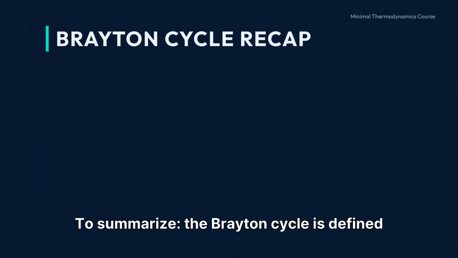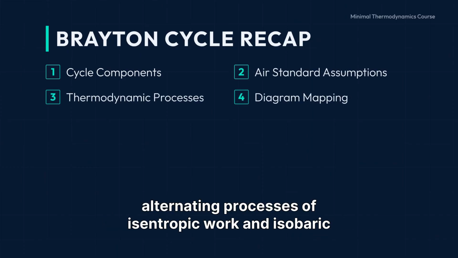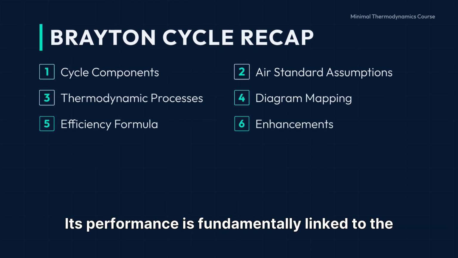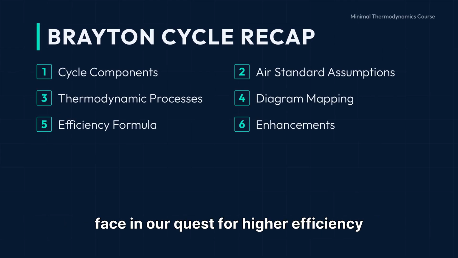To summarize, the Brayton cycle is defined by its 4 core components and its alternating processes of isentropic work and isobaric heat transfer. Its performance is fundamentally linked to the pressure ratio and the material limits we face in our quest for higher efficiency and sustainable power.